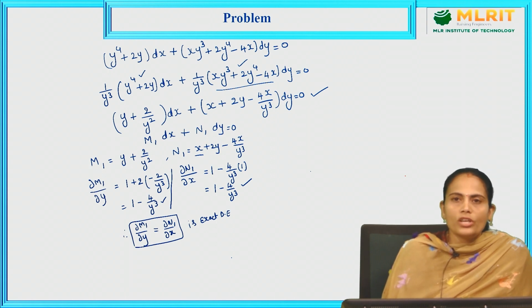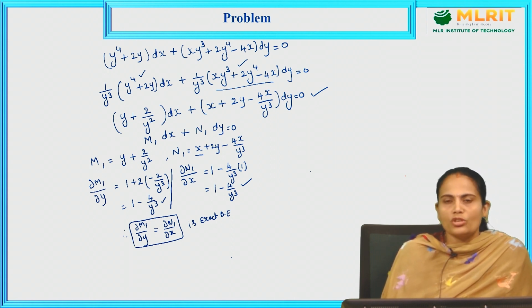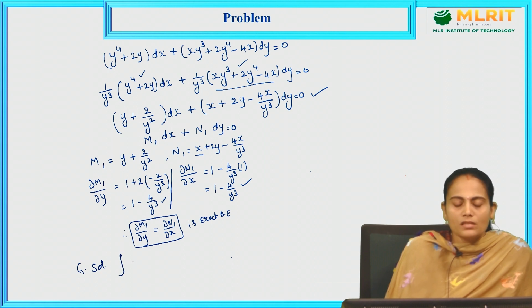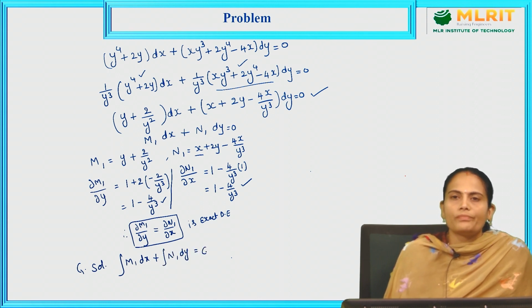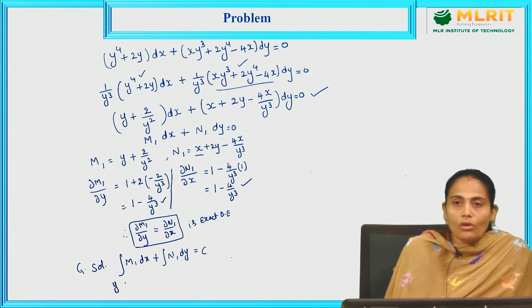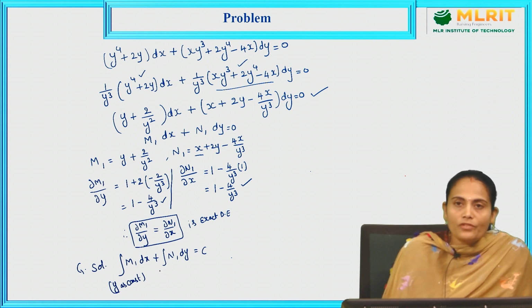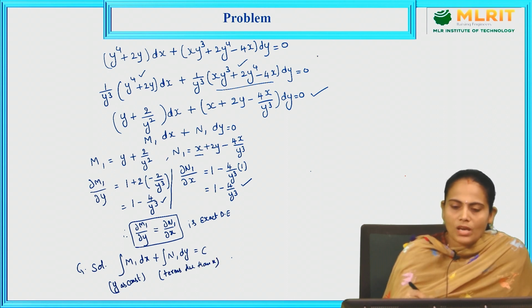So now we are going to find the general solution of this differential equation. So how can we get the general solution? We have the formula, that is integral M1 dx plus integral N1 dy is equal to c. So while integrating M1, you have to take the terms of y as a constant, right? While integrating N1, you have to take the terms which do not contain x. So now see the solution.